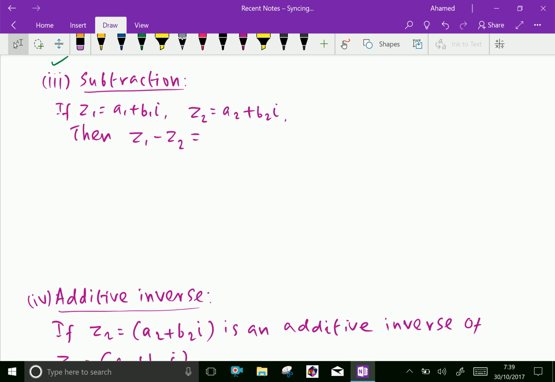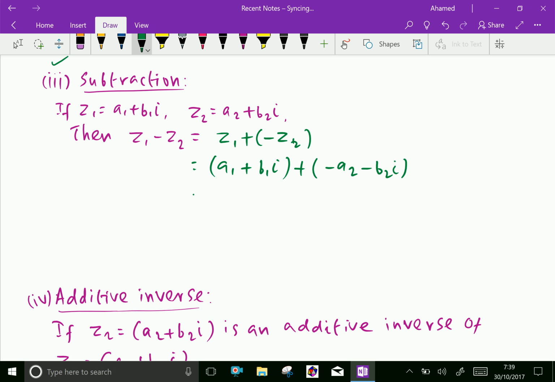Now subtraction of complex numbers. If z1 equals a1 plus b1i and z2 equals a2 plus b2i, then we can write z1 minus z2 is z1 plus of minus z2, which is further equal to z1 is a1 plus b1i and the additive inverse of z2 is minus z2, that is minus a2 and minus b2i, which is equal, by collecting the real parts, to a1 minus a2 plus b1 minus b2 i.